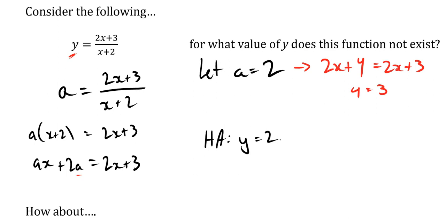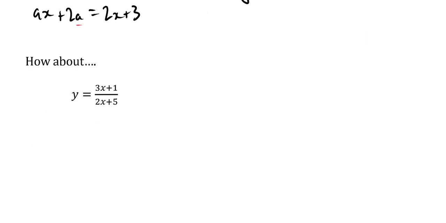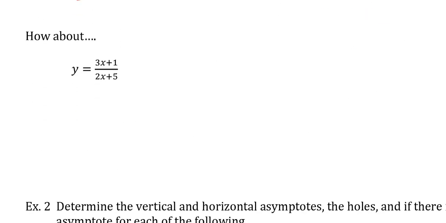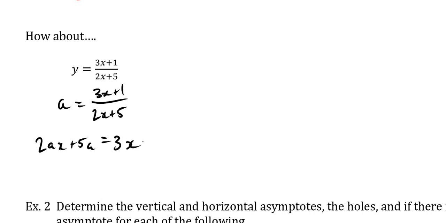But we probably don't know how to use this yet, so let's take a look at another example. So how about this one? We're going to do the same thing. We're going to let a be the value where it doesn't work. 3x plus 1 over 2x plus 5. Again, I'm going to move the 2x plus 5 over, and I get 2ax plus 5a. That part doesn't really matter, right? The constant part doesn't matter. So 5a, that part's not really going to be relevant. It's the x coefficients and the x parts that we're worried about.